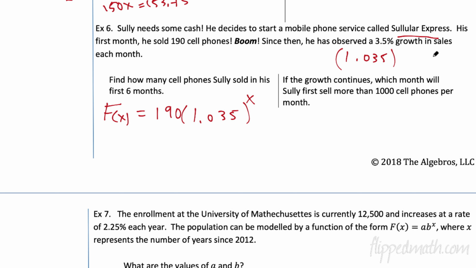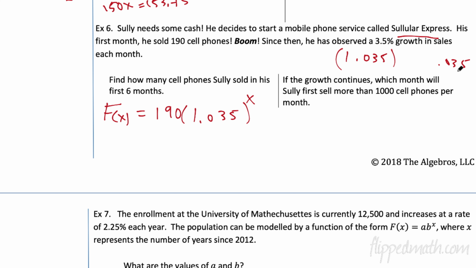Now, some students get confused. They're like, why don't I just multiply by 0.035? That's if you want to find what 3.5% of 190 is, which is a very small amount. That's not what we want. We want to know what the growth is as we keep going. So it's going to go from 190, and the next value is going to be a little bit more than 190.